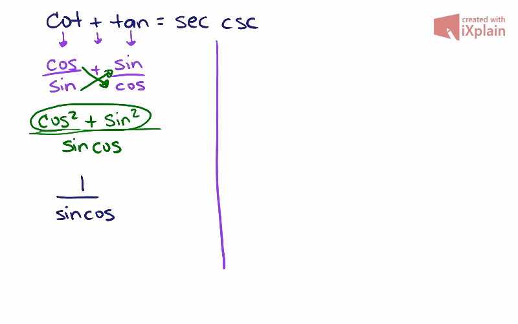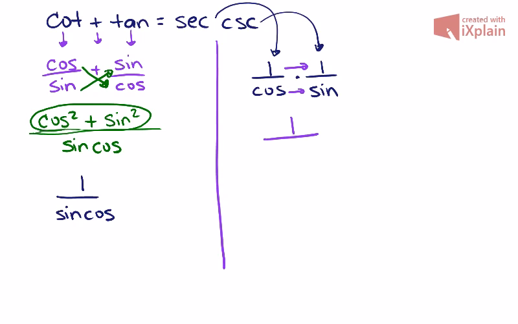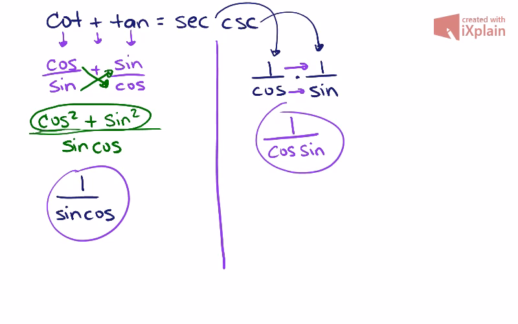Now let's move over to the other one because it does not match secant, cosecant yet. We need to show how it does. So secant, I'm going to write as 1 over cosine times cosecant, which is 1 over sine. Now I'm multiplying, so I'm looking for terms on top and bottom. I don't have any, so I multiply straight across. 1 times 1 is 1. Cosine times sine is cosine sine. And now they match each other.